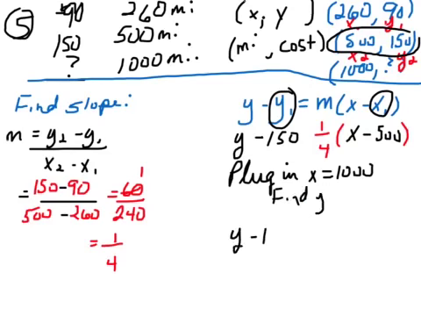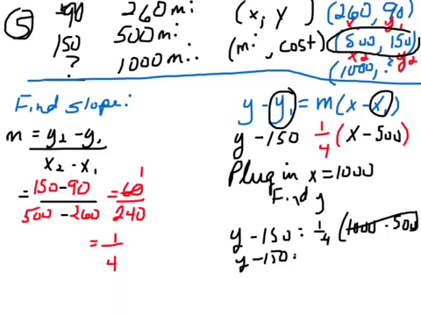y minus 150 is 1/4 times the x I'm plugging in, which is 1,000 minus 500. Well, y minus 150 is 1/4 of 500, because 1,000 minus 500 is 500. That's the reason I picked that point. I could kind of tell that subtraction was coming up. You could have picked the other one. 1/4 of 500, let's see.